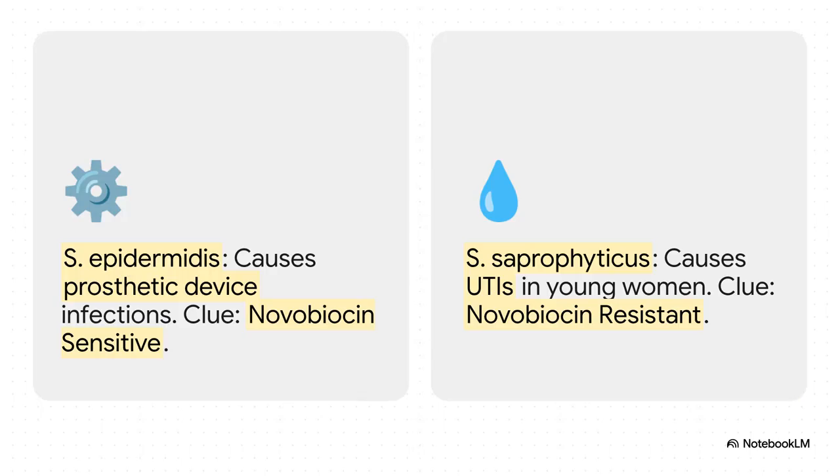So how do we identify these accomplices? Well, the lab uses a different clue. The novobiocin test. Staphylococcus epidermidis, which is notorious for causing infections on prosthetic devices, is sensitive to this antibiotic. But its cousin, Staphylococcus saprophyticus, a big-time culprit in UTIs, is resistant. It's another simple test, but it's all it takes to point the finger at the right suspect.